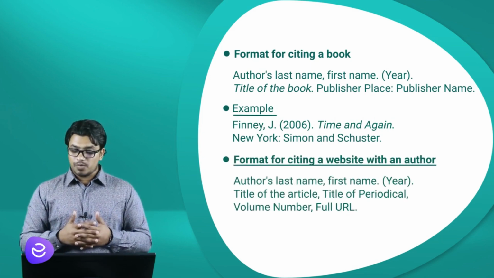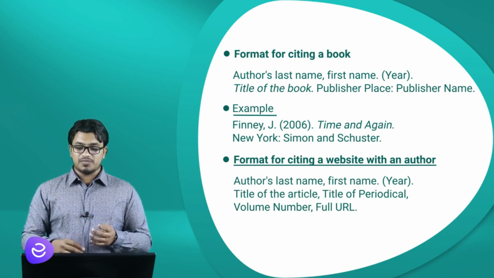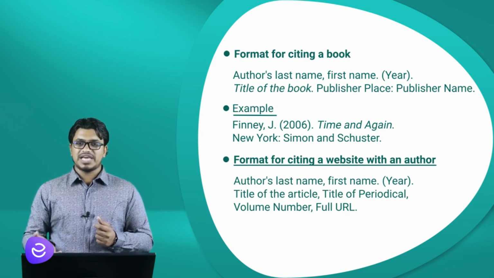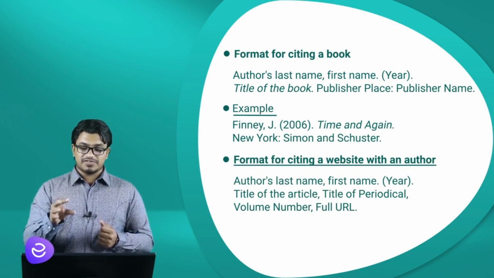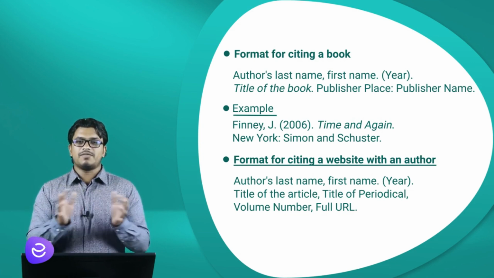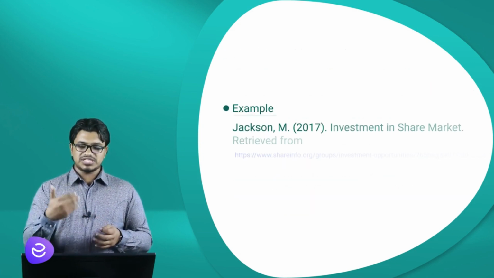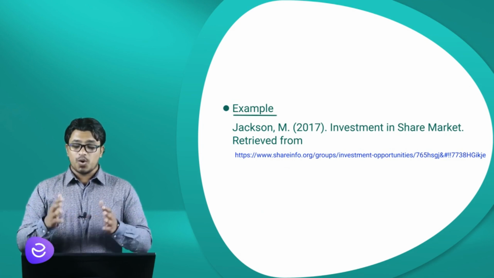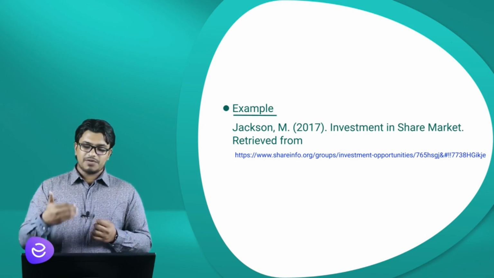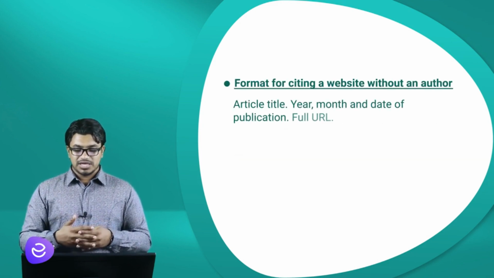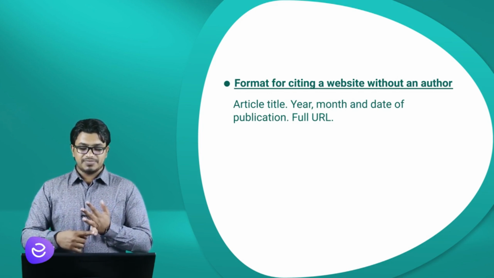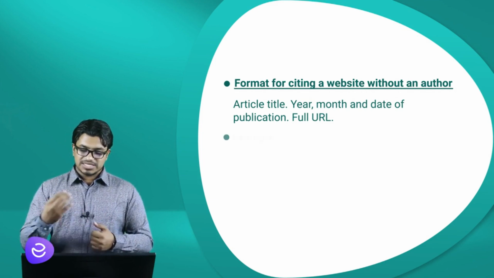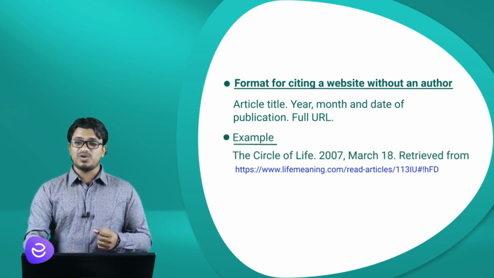Then while citing a general website, if it has an author, we use something like this: author's last name, first name, year of publication, title of the article, title of the periodical, volume number, and the full URL. You can see on your screen an example of the APA format of a general website with an author. And if we are citing a general website without an author, it will be like this: the article title, year, month and date of publication, and the full URL. You can see another example of a website without an author.